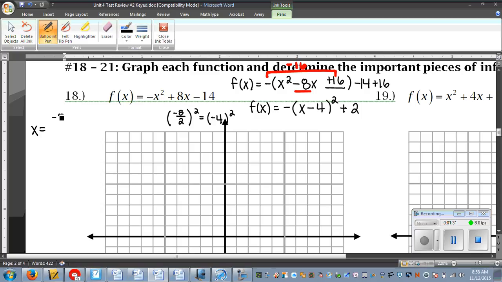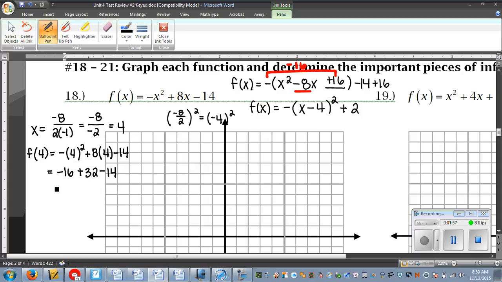So I have -8 over 2 times -1, which gives me 4. And I can substitute 4 in, but then you need to do this in your head without a calculator. This will give me -16 plus 32 minus 14. -16 plus 32 is 16, minus 14 is 2.